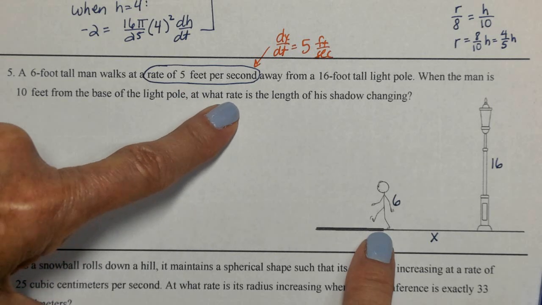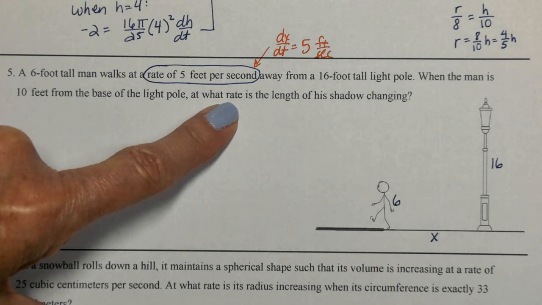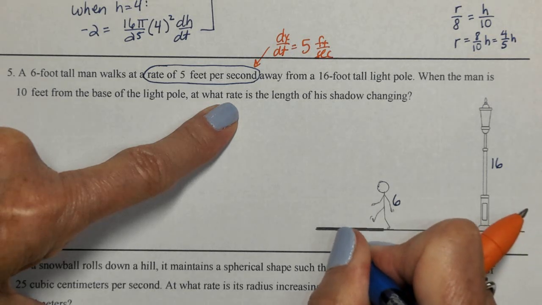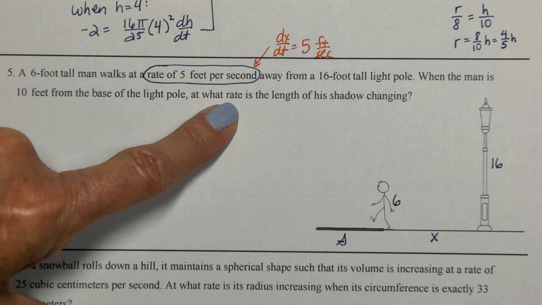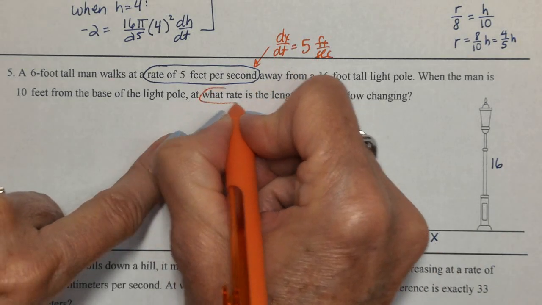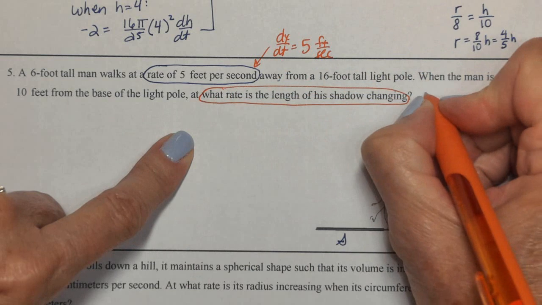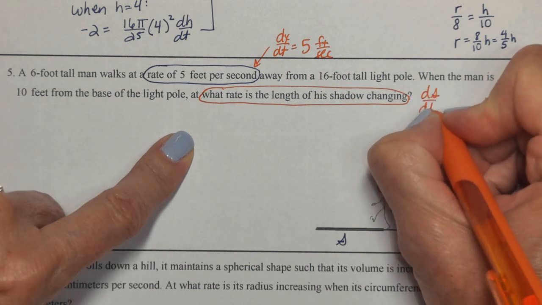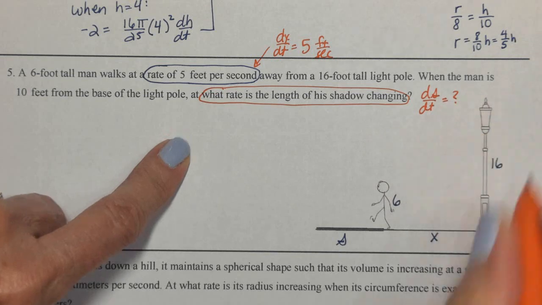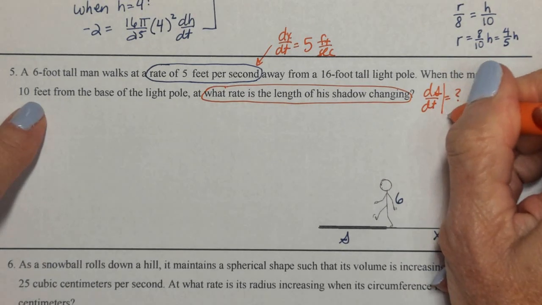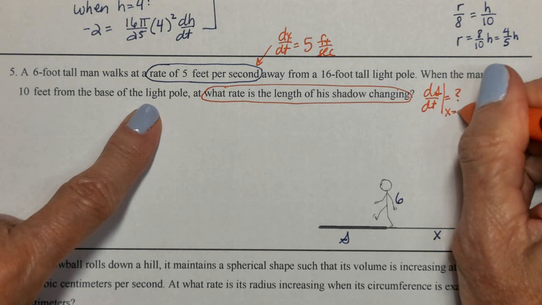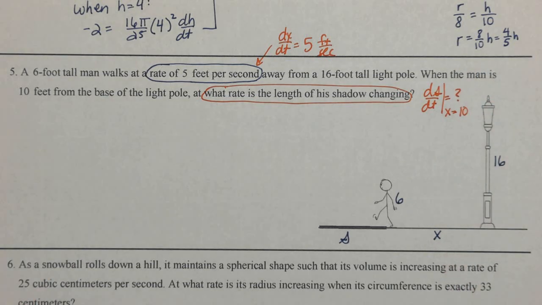We want the rate that the length of his shadow is lengthening. So I'm going to give this another variable. I'm going to call it s. My printed s's tend to look like 5s, so I try to use cursive s's when I think of it. So at what rate is the length of his shadow changing? We're looking for ds/dt, when he is 10 feet from the base of the light pole, so when x is 10.